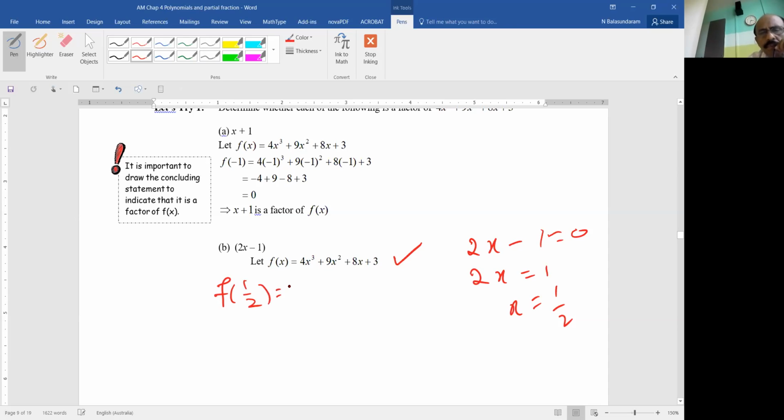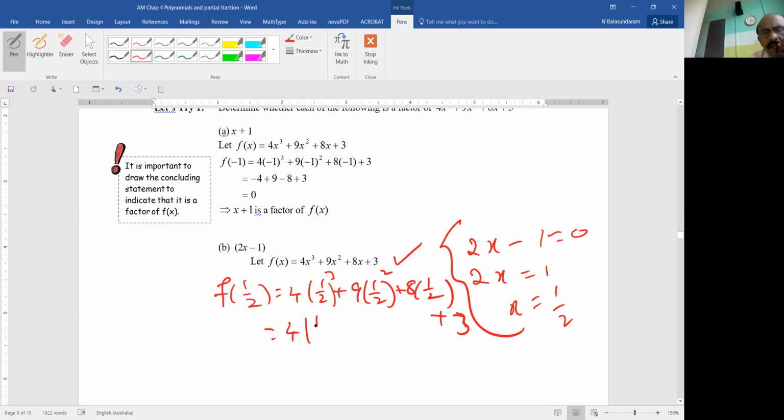Okay. So this is 4 times half the whole cube plus 9 times the half whole thing squared plus 8 times half plus 3 also, right? Okay, so it's all calculation now. This is 4 times half cubed is 1 over 8, plus 9 times half squared is 1/4, right? 8 times half is 4 plus 3. So it's very clear, no need to calculate. This is not equal to 0.